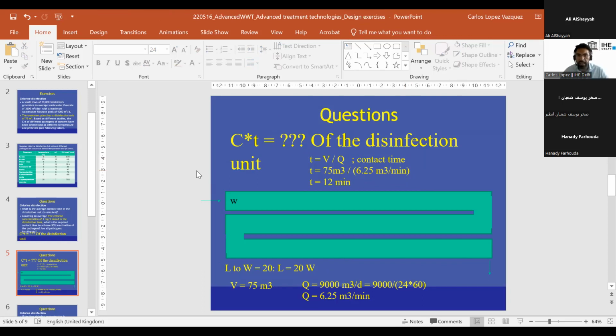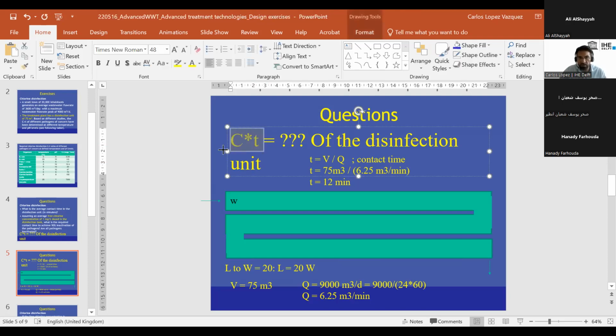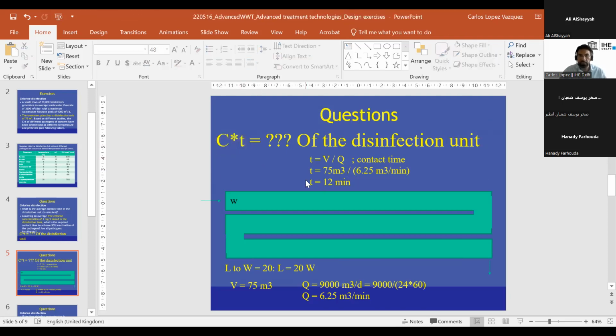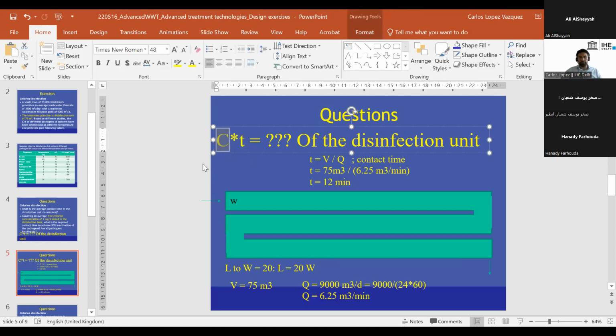Now, okay, now I have the first value. I have to find the CT of the disinfection unit. I have the first one, that is T. What concentration?